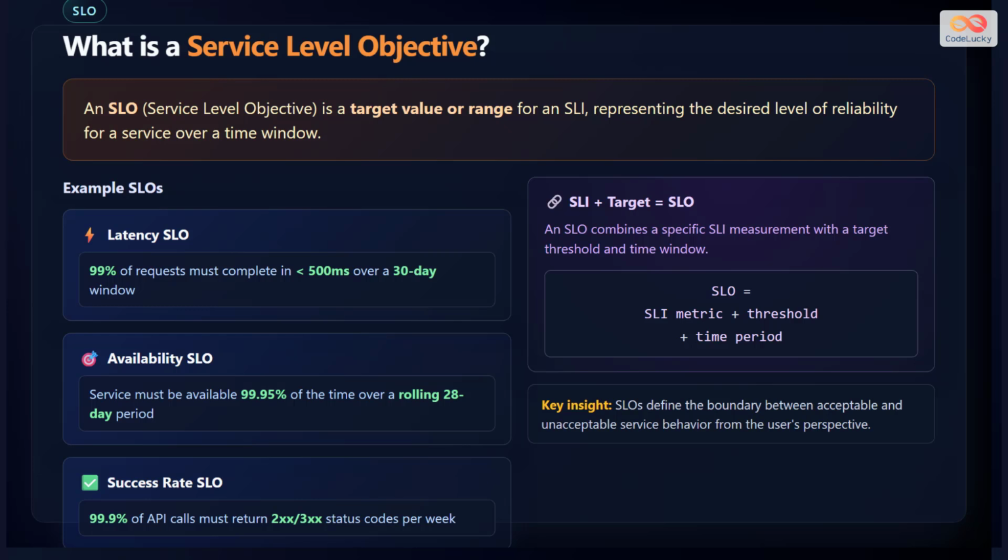For a message queue service, throughput, latency, and message delivery reliability are key SLIs. For a web application, page load time, successful page loads, and overall availability matter most. Each service type has different SLIs that matter most to users. The key is choosing SLIs that directly reflect user satisfaction with your service.